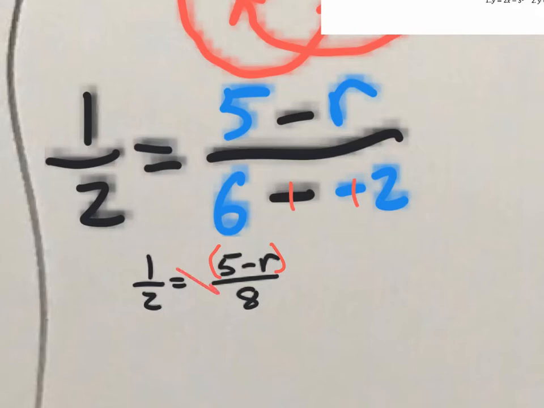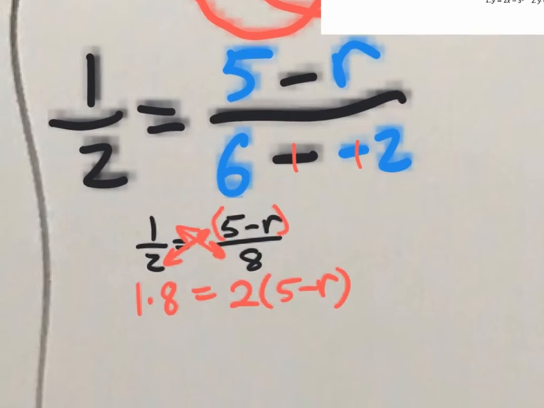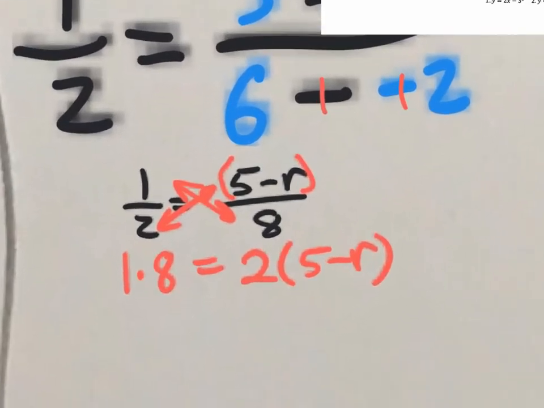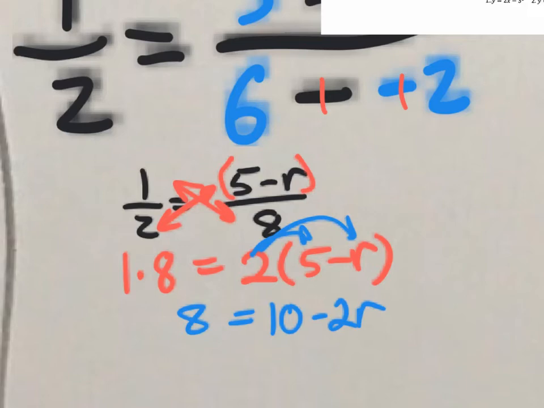So let's distribute. 1 times 8 equals 2 times 5 minus r. And that's why we need parentheses to help us remember to distribute. So let me distribute. 2 times 5 is 10. 2 times -r is -2r. It equals 8 because 1 times 8 is 8.